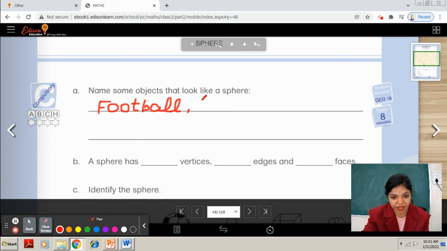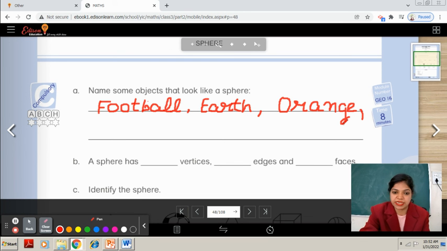Yes, earth, very good. Earth, E A R T H, earth. Yes, orange. Orange, O R A N G E, orange. Yes, orange is the example of sphere.